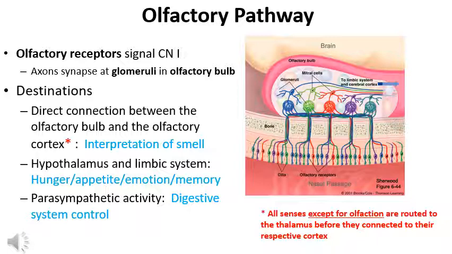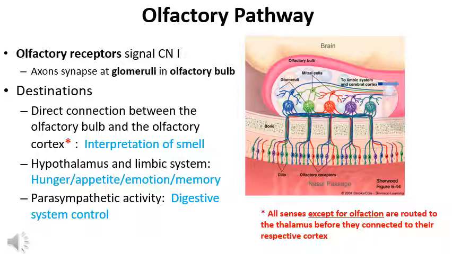We talked about taste. Taste sensation was routed through sensory neurons, and those sensory neurons carried through 3 different cranial nerves, all ultimately hooked into the thalamus. And at that point, the thalamus routed that information to the appropriate places. In this case, all of this information is going to be carried directly to the olfactory portion of the cerebral cortex. There is no thalamus involved.